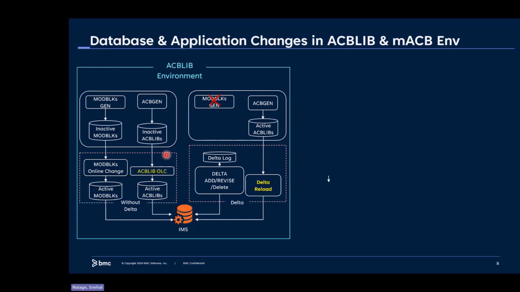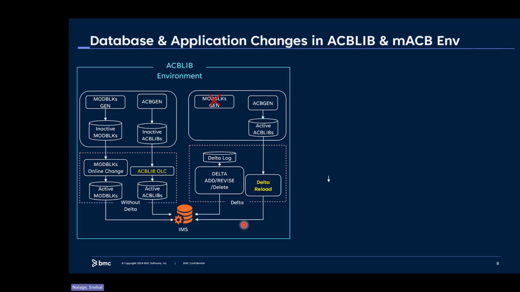Okay, to make the changes to the runtime control blocks, ACB online change is used with ACB gen, putting those objects into the inactive ACB lib. ACB online change moves that to the active ACB lib and also defines them to the IMS.